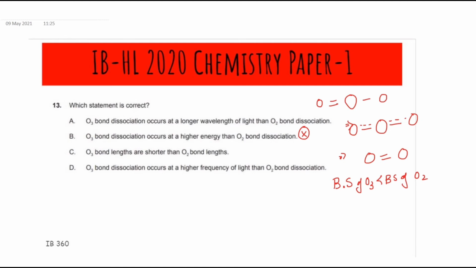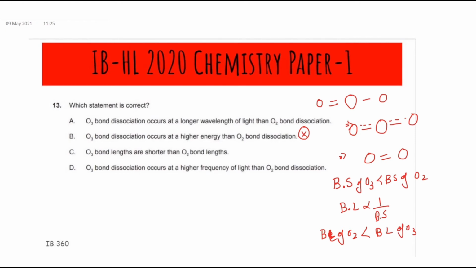Next, bond length. Bond length is inversely proportional to bond strength. So I can say that the bond length of O2 is less than that of O3. We are just taking the inverse of both of them.